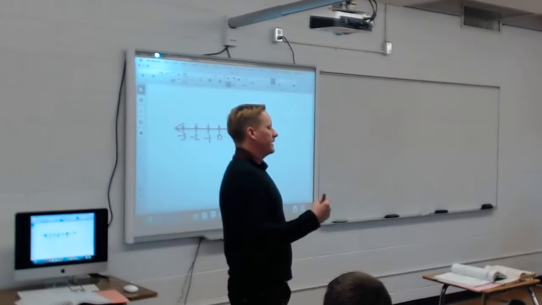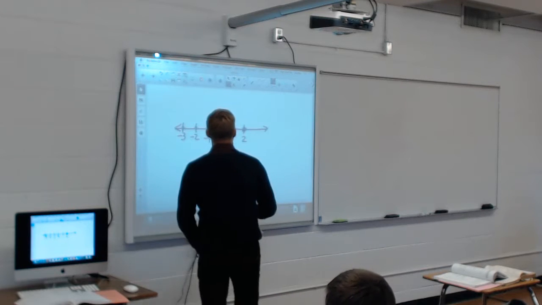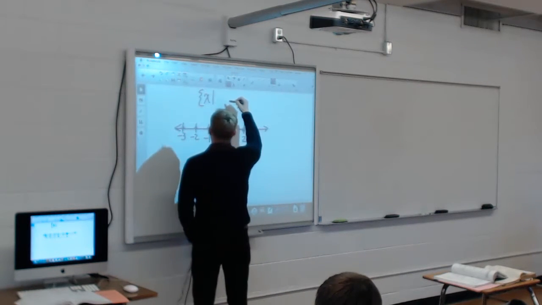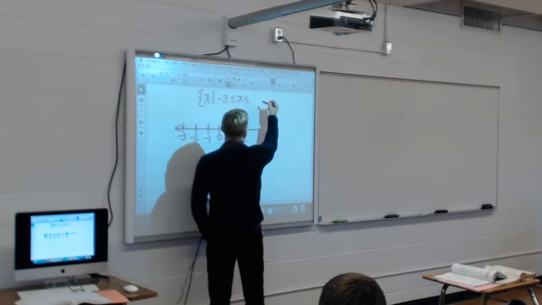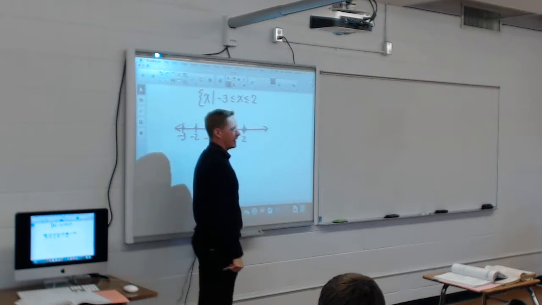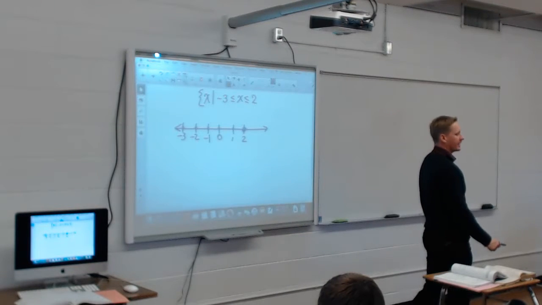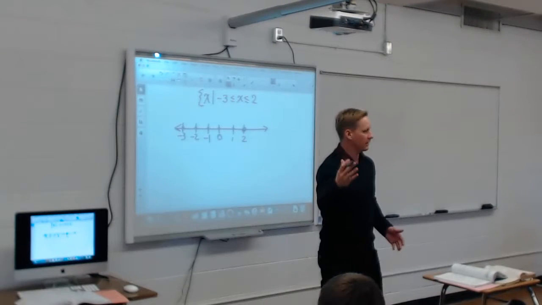So to describe this graph, there's a couple ways to do it. X such that I could go -3 less than or equal to x is less than or equal to 2. Again, Lexi, I do smallest to largest all the time. That way you never mess it up. You always start with your smallest on the left and your largest on the right.